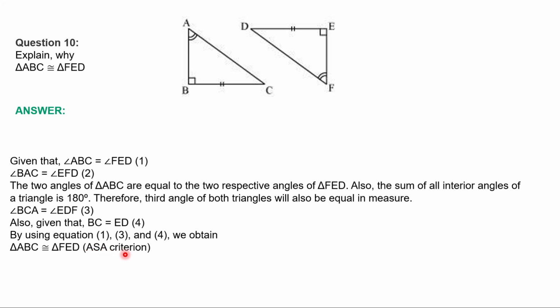With the criteria of AAS. Okay. So this was very important to understand where AAS can be applicable. Why? Because of the angle sum property of a triangle. But AAA will not be applicable. Also, SSA or ASS will not be applicable.